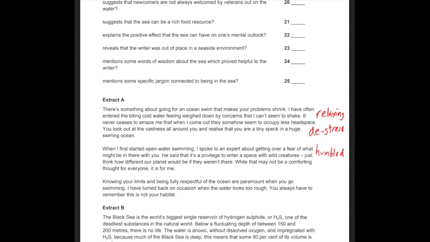And that's because of what this other person told him. He said that he spoke to an expert about getting over a fear about what might be in the water. And he said it's actually a privilege, right? Because of how big the planet is and how vast the ocean is, and how all these creatures would be living there. And even though that's not something comforting for everyone, it is comforting for this person, right? So it's humbling. The person feels humbled because of how big the ocean is and because of how sometimes dangerous the ocean is, right? So these are all the words, themes, ideas that you would associate with extract A.